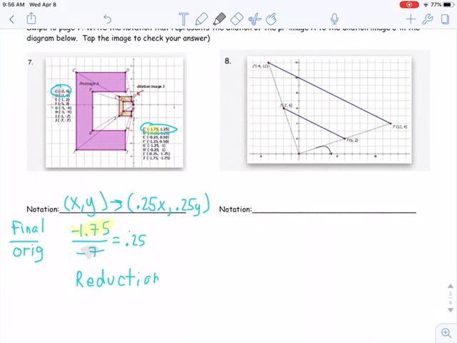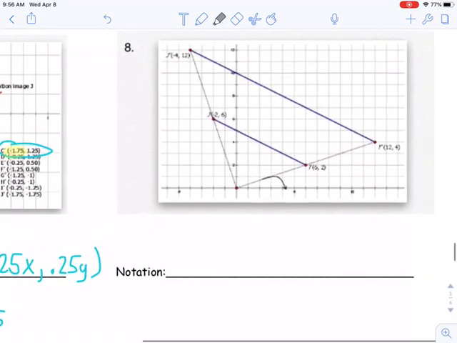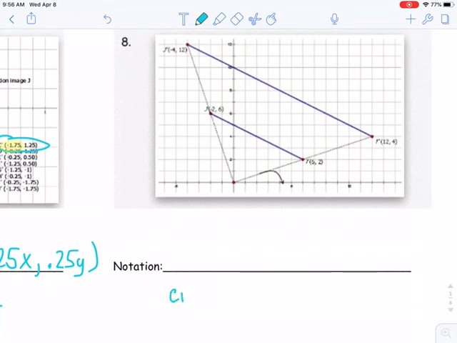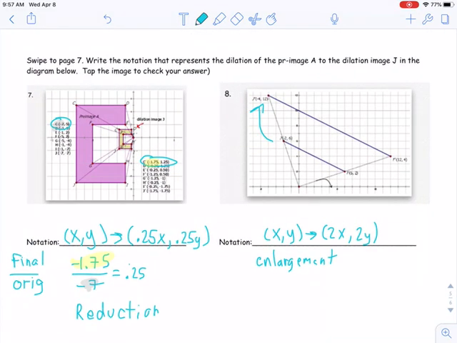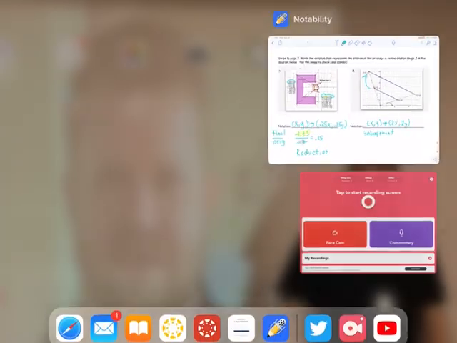All right, and then next we've got this going on here. Using prime notation, I can see that it's going to be an enlargement. I'm getting bigger. And I can easily tell that I'm just multiplying by 2. So x, y arrow, 2x, 2y. And that's the answer for that one right there. And that concludes the coordinate notation notes.